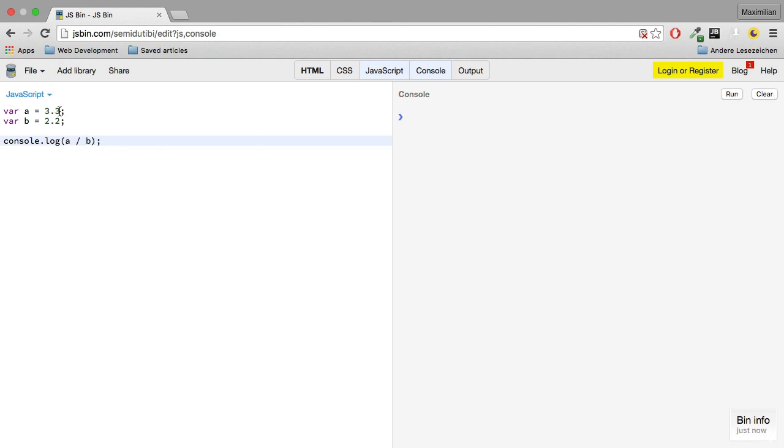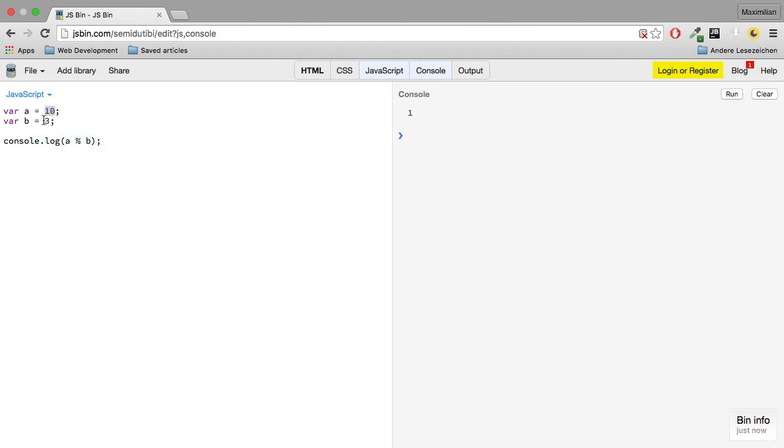We also got another operation. If I have 10 and 3 and I divide this, I of course get this value. Now we also got the modulus. So if I use this with the percentage sign, what do you think we'll get now? I get 1 because modulus gives me the rest of a division.